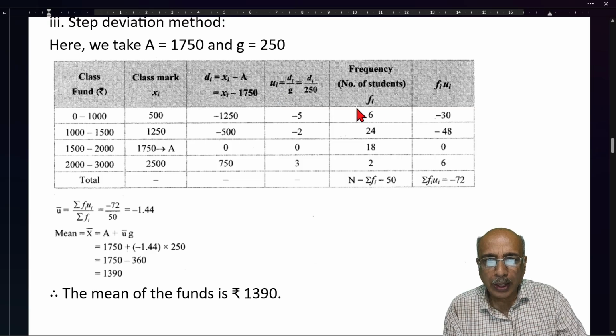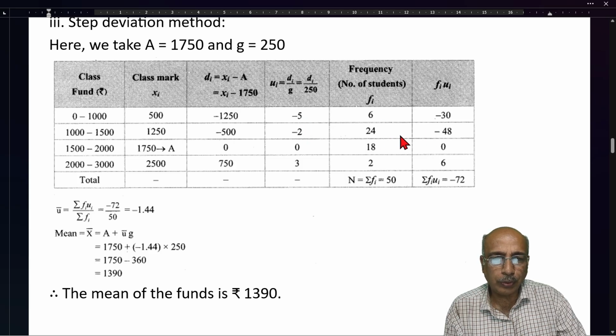Again, ui, fi we have to take in the last column. This is frequency, so frequency into ui. This is the step deviation method, the third type of method. So here additionally we take fi ui: minus 30, 6 into minus 5 is minus 30. Minus 2 into 24 is minus 48. 3 into 2 equals 6. So n equals 50. Sum of fi ui equals minus 72.